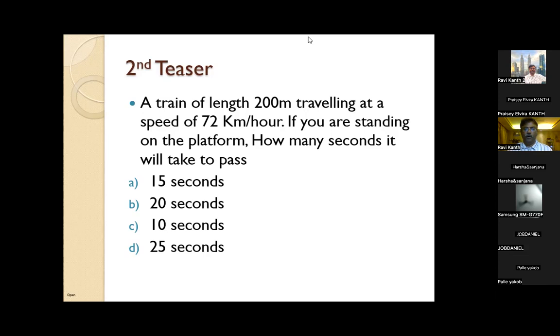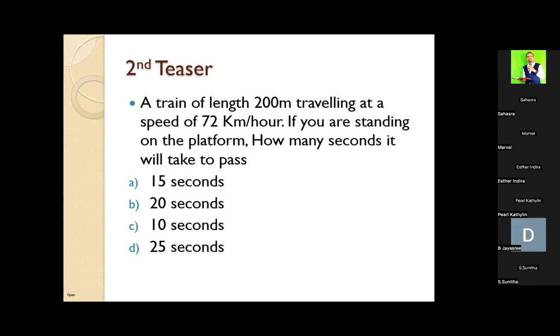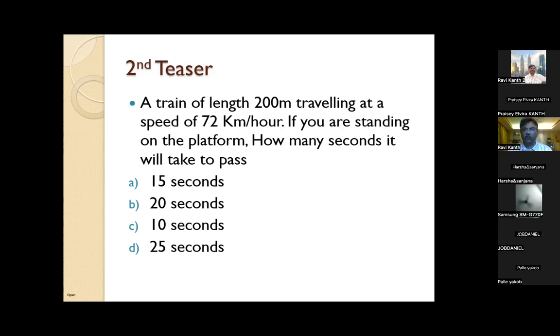Okay, so here I will explain briefly. 72 kilometers per hour is 72,000 meters. If you convert kilometers to meters, 72,000 meters per hour. Per hour is 60 minutes, and per minute is 60 seconds, so 60 into 60 is 3,600 seconds. Always remember, per hour, 3,600 seconds. Please remember, 36 kilometers per hour is 10 meters per second. So 72,000 divided by 3,600 comes to 20.